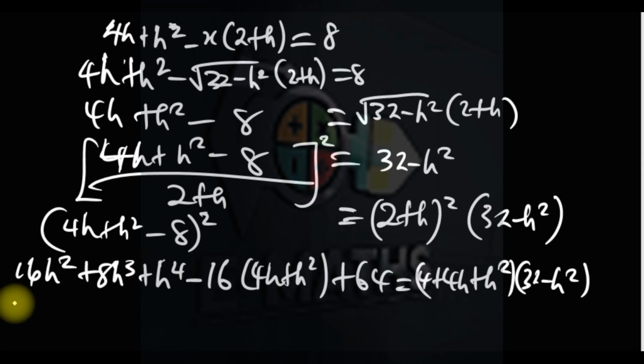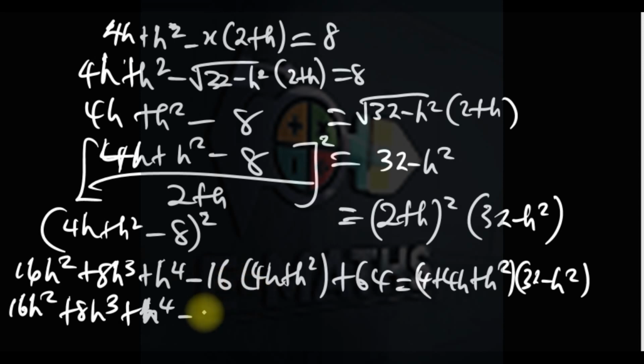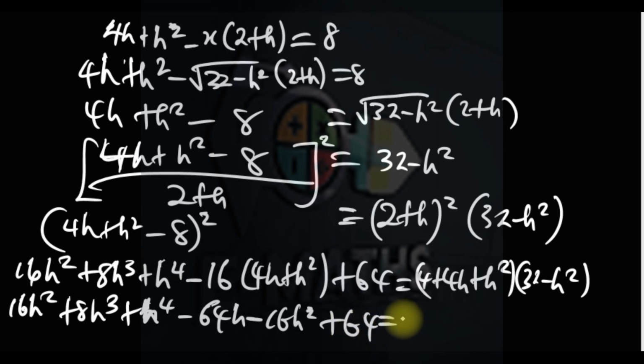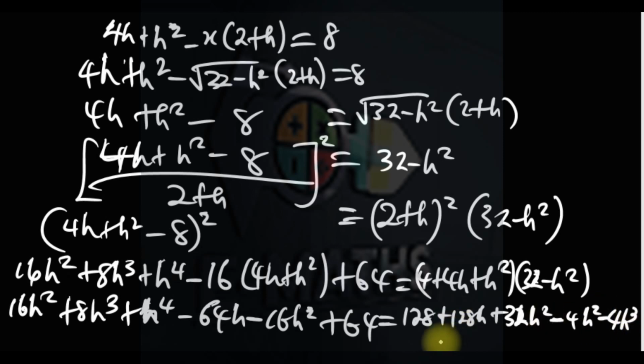So we need to expand this. Let's repeat: 16h squared plus 8h cubed plus h raised to the power of 4, minus, let's open up this, 64h minus 16h squared plus 64, is equal to, remember this, 32 times that is 128, plus 128h plus 32h squared, minus 4h squared, minus 4h cubed, minus h raised to the power 4.